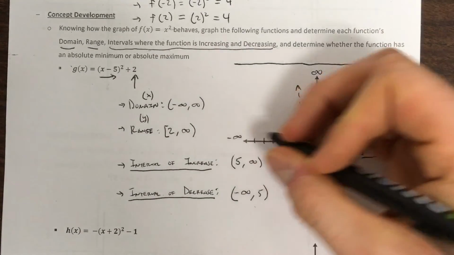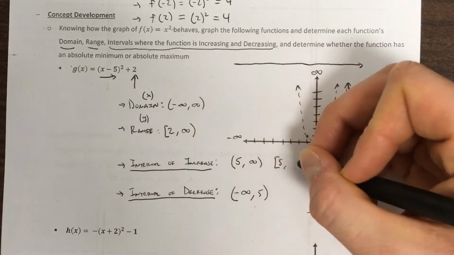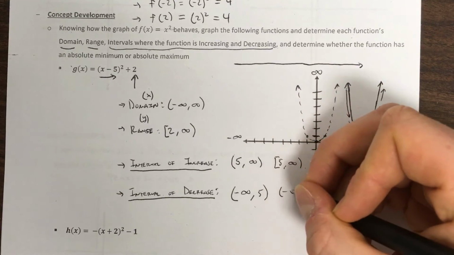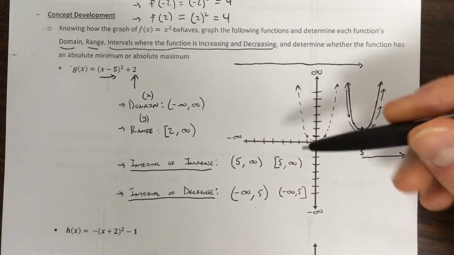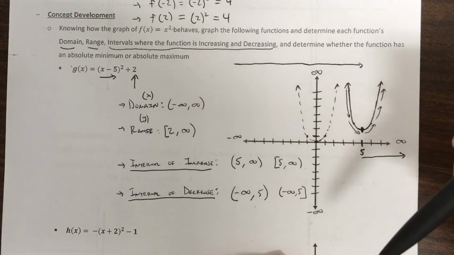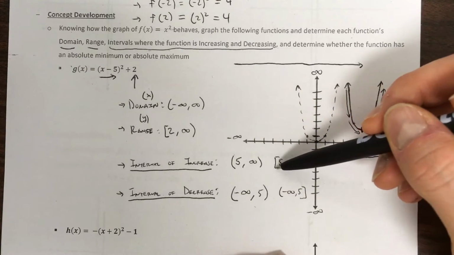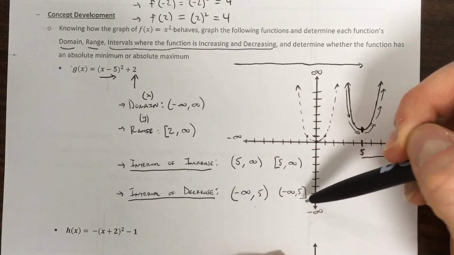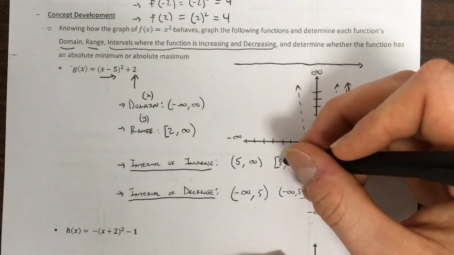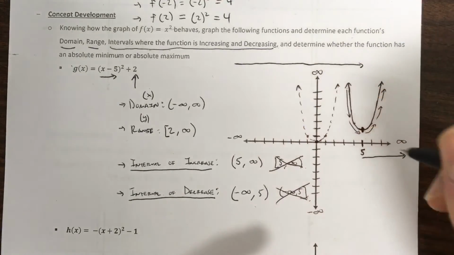Another way to think about it, if we did include 5 here, I'm going to put an X through it. Then what we would be saying is our function increases at 5, also decreases at 5. That can't happen, so that's not true.